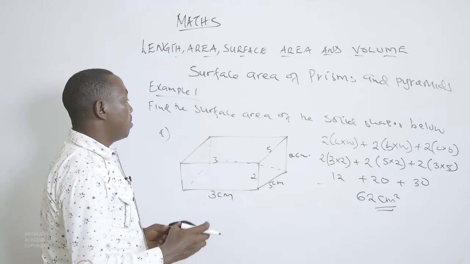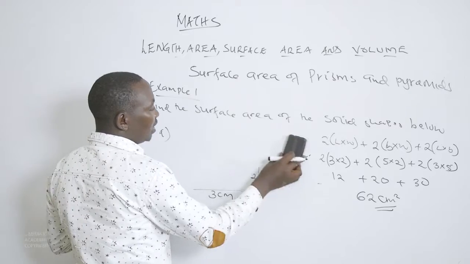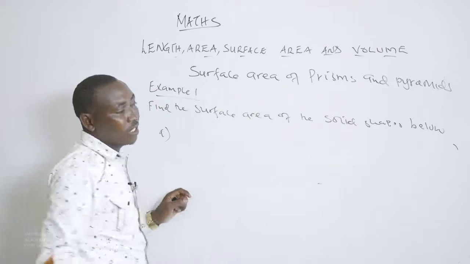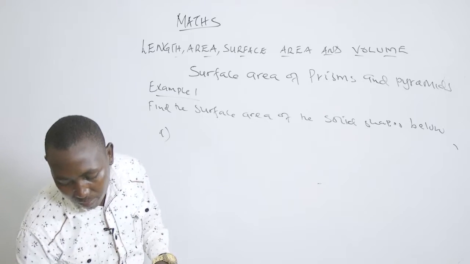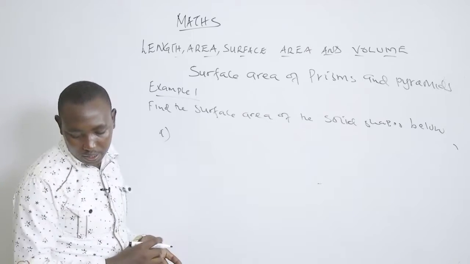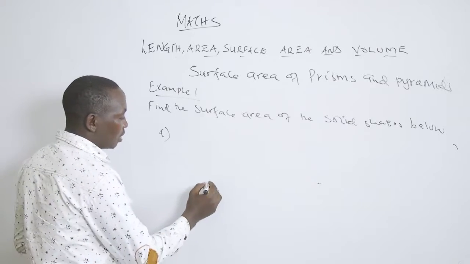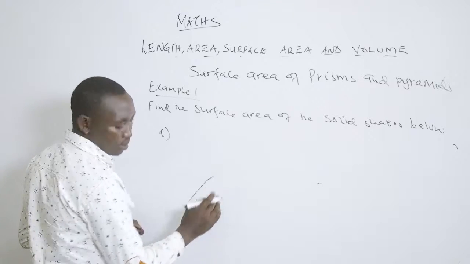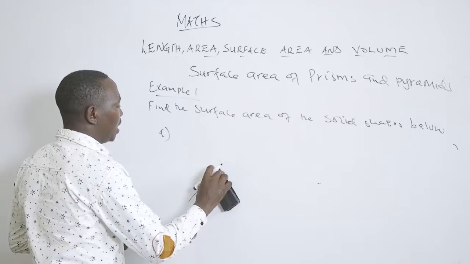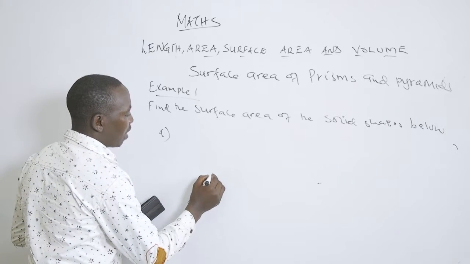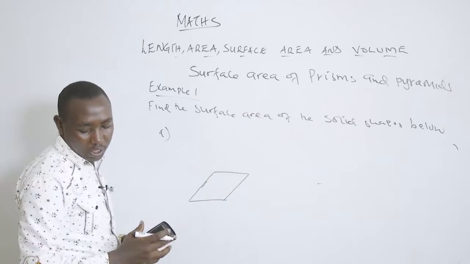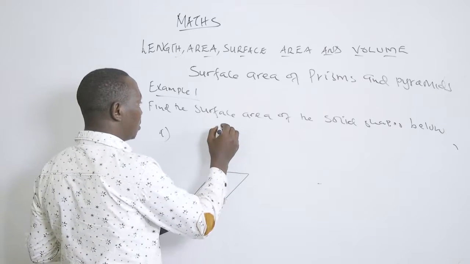The second shape is in the shape of a pyramid, which is a square-based pyramid. And this particular square-based pyramid, the square measures 2 units by 2 units.